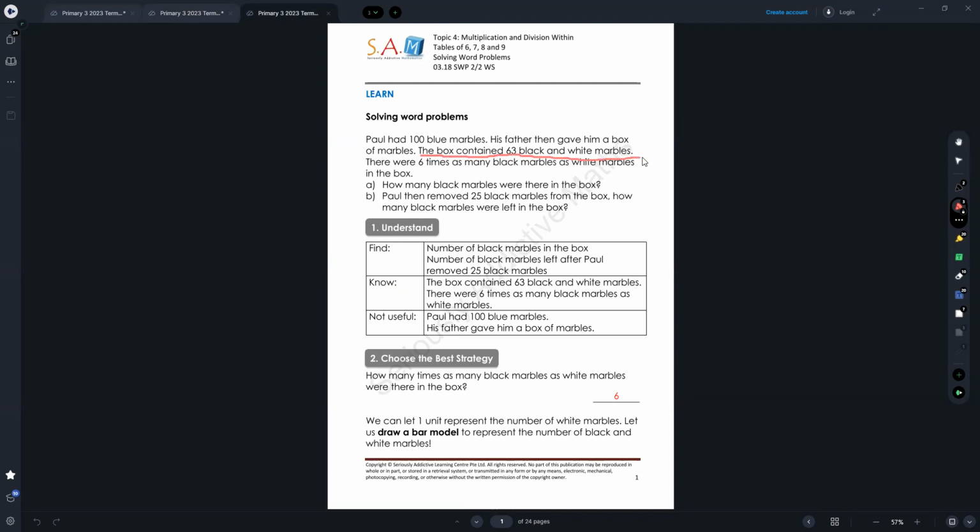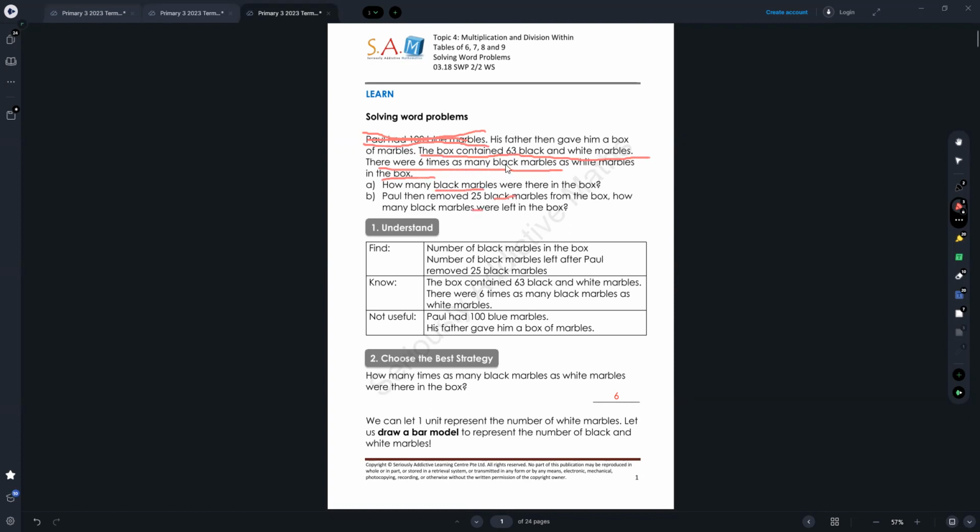The box contains 63 black and white marbles. We don't know how many black and how many white, but we know that there are 6 times as many black marbles as white marbles in the box. This question started with Paul had 100 blue marbles. Actually, this is irrelevant. You can take them through this question and ask them whether the first sentence is relevant to finding the answer, because the question is just about finding how many black marbles.